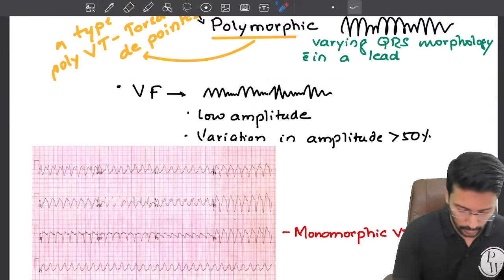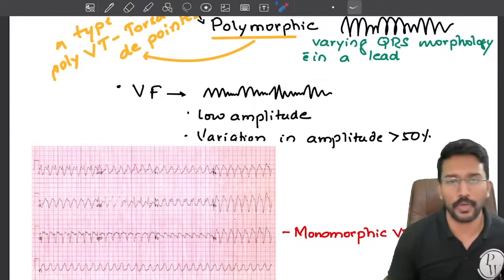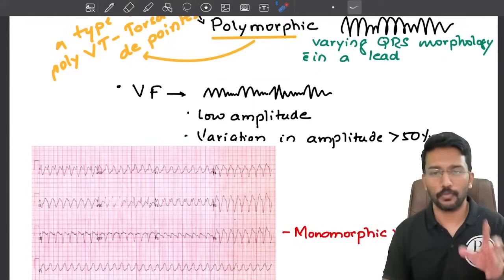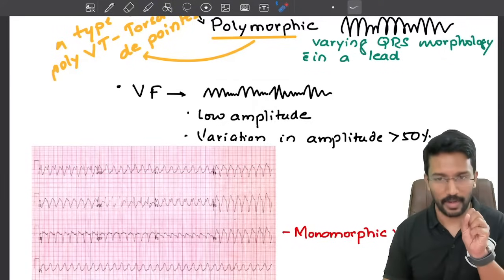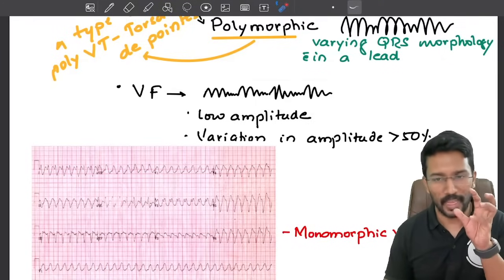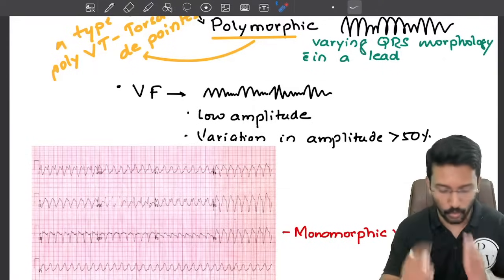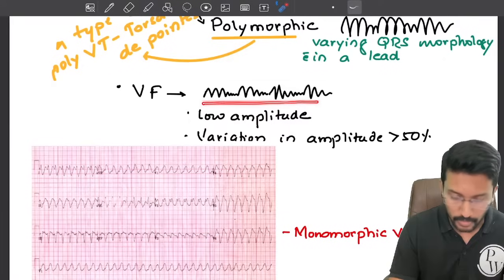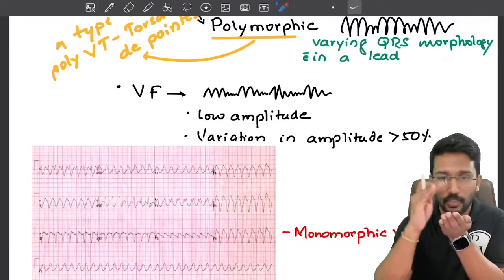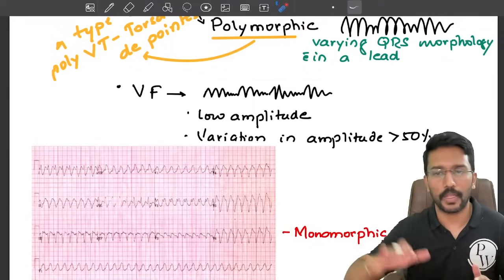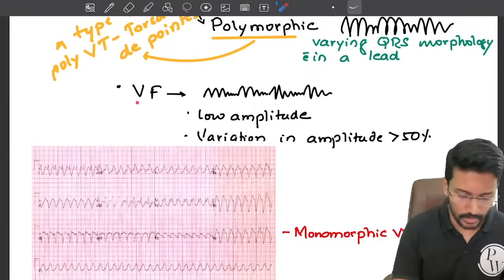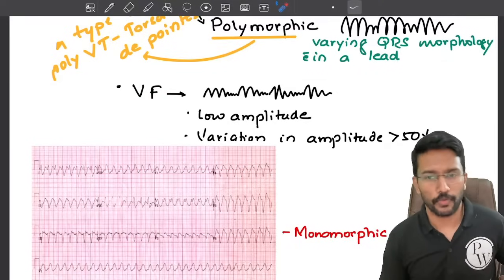But before that, how to identify ventricular fibrillation. First thing is, the word fibrillation means the ventricle is merely shaking and not contracting, right? When it is shaking, obviously its amplitude will be small. So you will have low amplitude complexes, wide complexes which are low in amplitude. And second, there will be significant variation in the amplitude. Then we call it ventricular fibrillation.